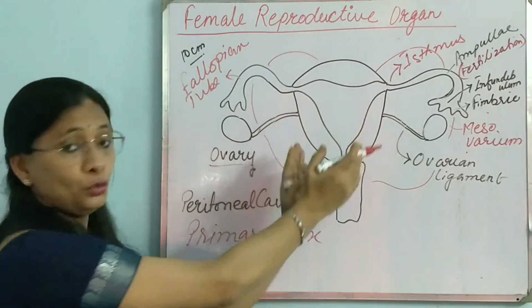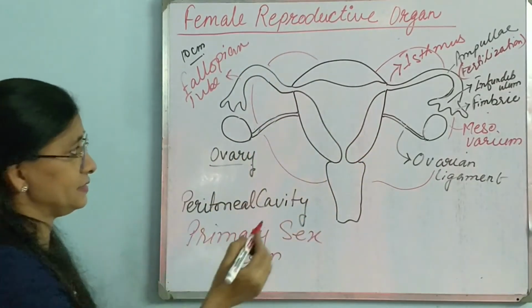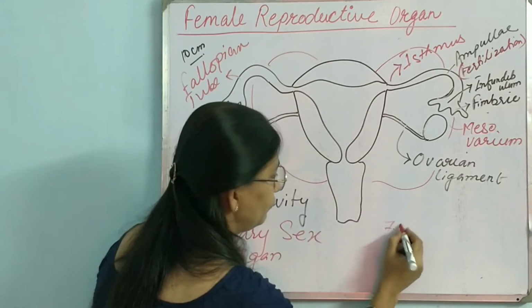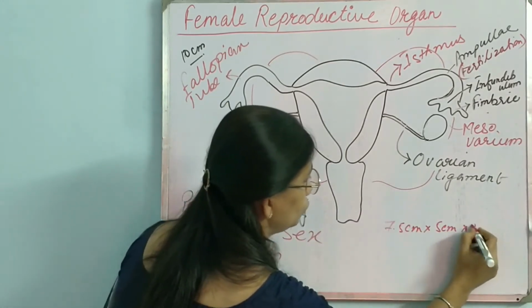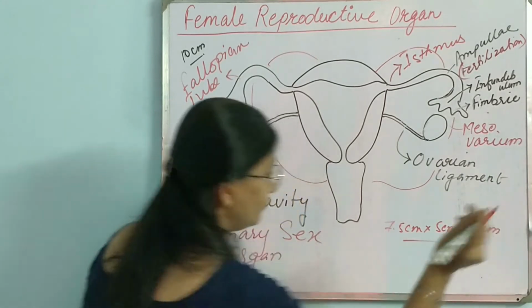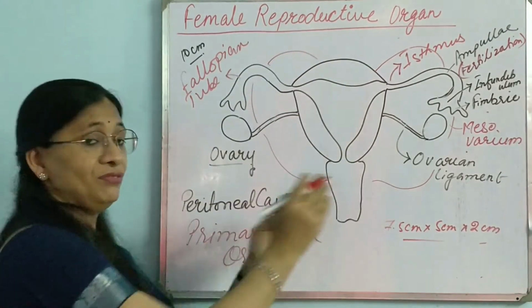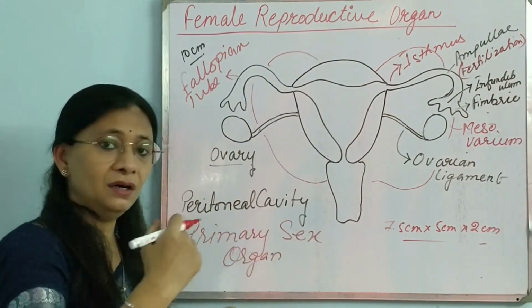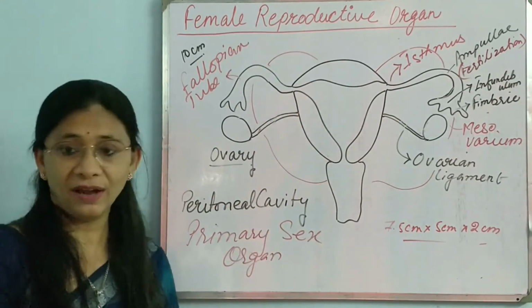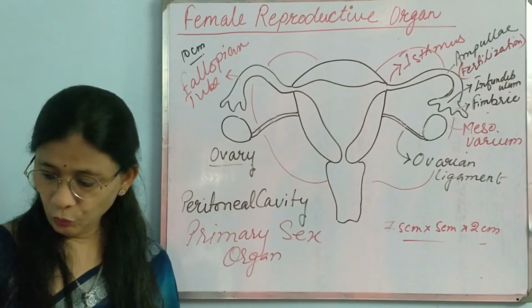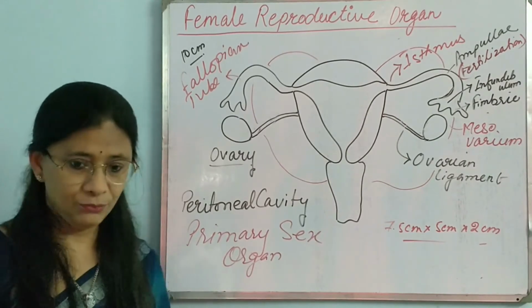Then comes the uterus. The uterus is 7.5 centimeter by 5 centimeter by 2 centimeter in size: 7.5 centimeter long, 5 centimeter broad and 2 centimeter deep. Now the uterus is divided into a few parts, and we have to know the names of those parts.